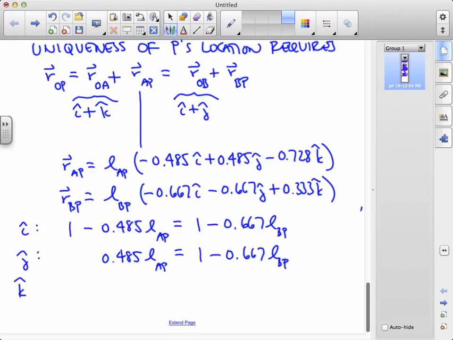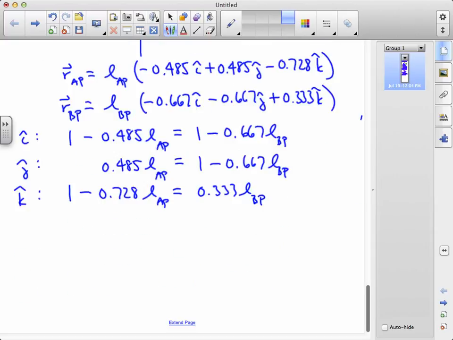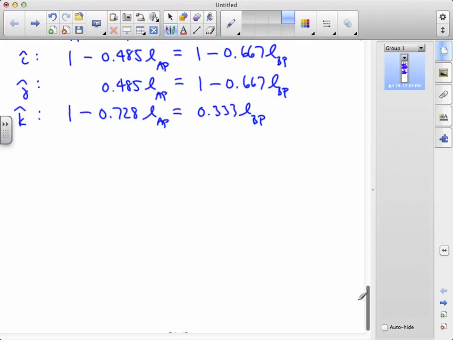And in K on the left-hand side, we have a 1 from ROA minus 0.728 length from A to P. And on the right-hand side, we have nothing from ROB, but we have a 0.333 length of BP from RBP. So now this problem comes down to solving these simultaneous equations. We'll call them 1, 2, and 3 respectively.